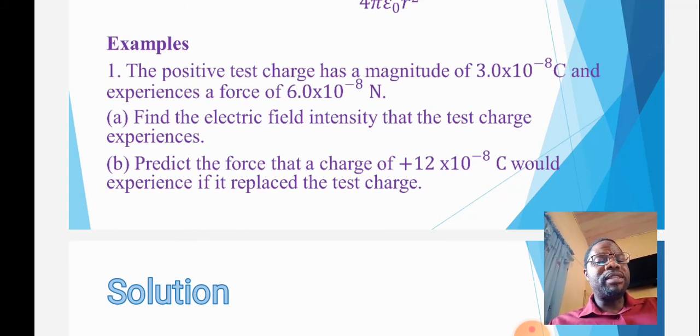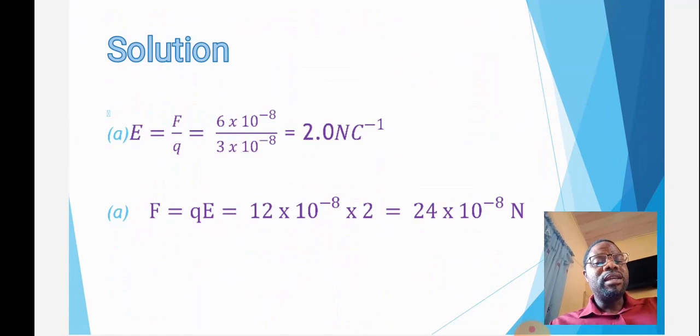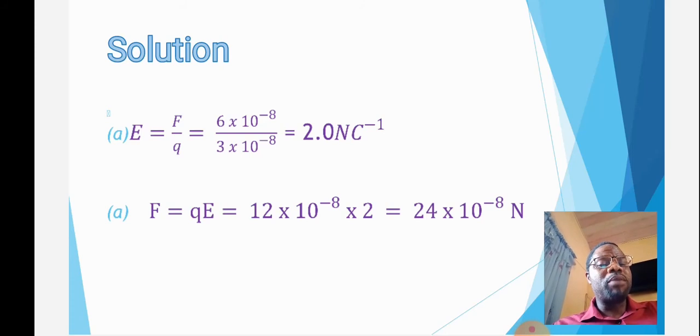Now, solution. We see that electric field intensity E is equal to F over Q. So it will be equal to 6 times 10 to the power minus 8 divided by 3 times 10 to the power minus 8, giving us 2.0 Newton per coulomb. Then in B, from the expression, we have that F is equal to QE, where the charge is 12 times 10 to the power minus 8 and the field intensity is 2. So when we multiply, we get 24 times 10 to the power minus 8 newtons. So that's the force.